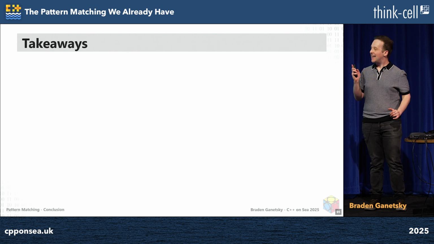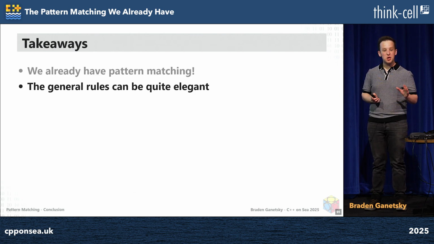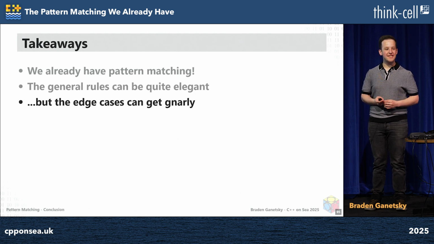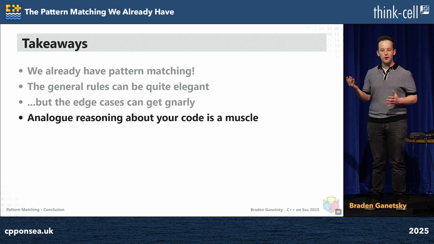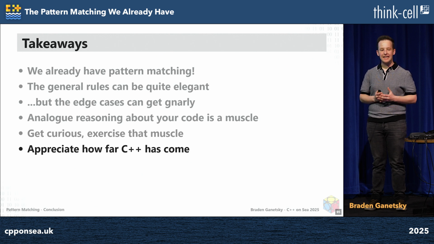Okay. And the takeaways from this talk: we already have pattern matching. The general rules can be quite elegant, and that's what I've shown in this talk. The edge cases can get gnarly, and that's what I did not show in this talk, so maybe a future time. I think analog reasoning about your code is like a muscle, and I think you should get curious and exercise that muscle. And I think we should all appreciate how far C++ has come.